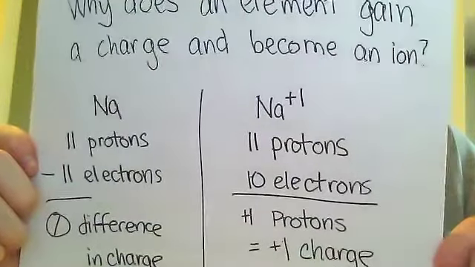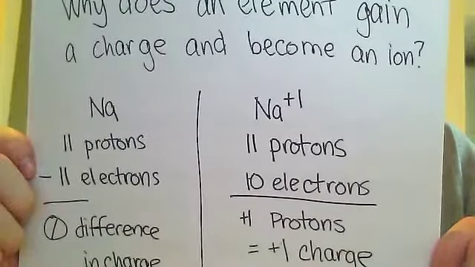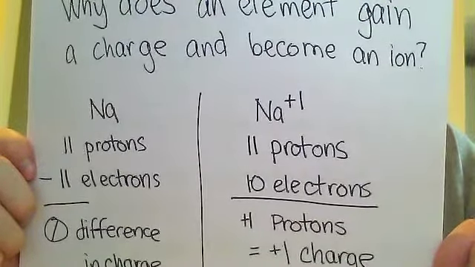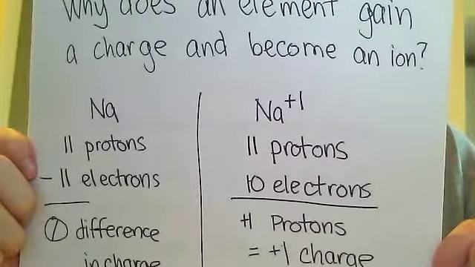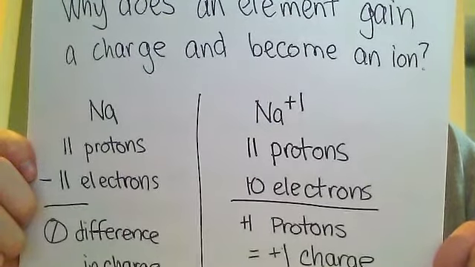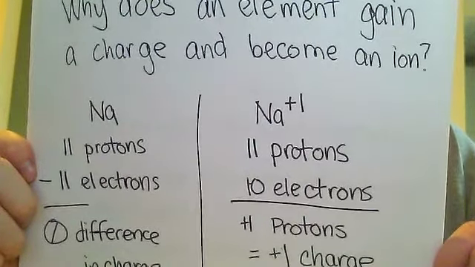Why does an element gain a charge and become an ion? Sodium has 11 protons and 11 electrons. Protons have a positive charge and electrons have a negative charge. So these normally balance out. 11 minus 11 gives you a difference of 0. Now when sodium gives up 1 valence electron, it now has 11 protons and 10 electrons, which gives it a +1 charge.